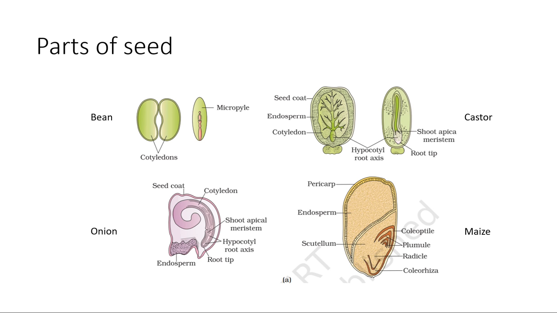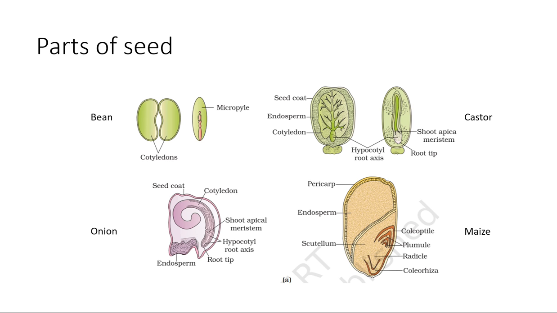Surface is smooth, concave surface, and testa, tegmen, two layers are you watching. And next one is castor seed. Castor seed is basically endospermic and dicotyledonous seed. Dicotyledonous means two cotyledons are present.